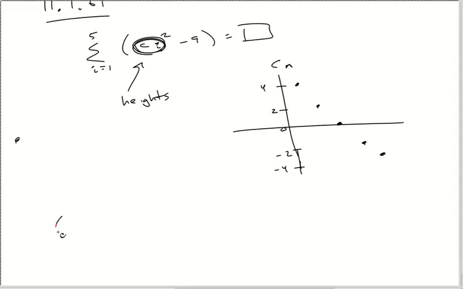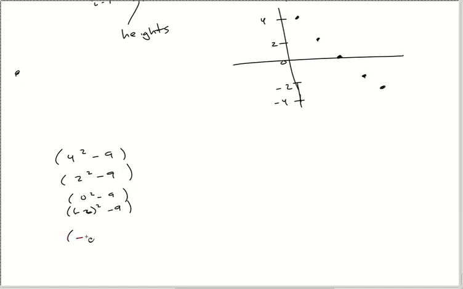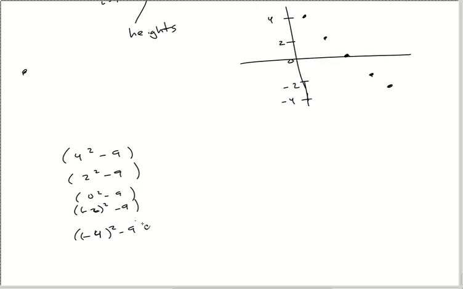Here we go. 4 squared minus 9, 2 squared minus 9, just going down this list here, 0 squared minus 9, (-2) squared minus 9, and then (-4) squared minus the 9. You add them all up and you get an answer. Now this took me a second to go and do, but it's not hard. 16 minus 9, 4 minus 9, blah, blah, blah. You get a -5 at the end.